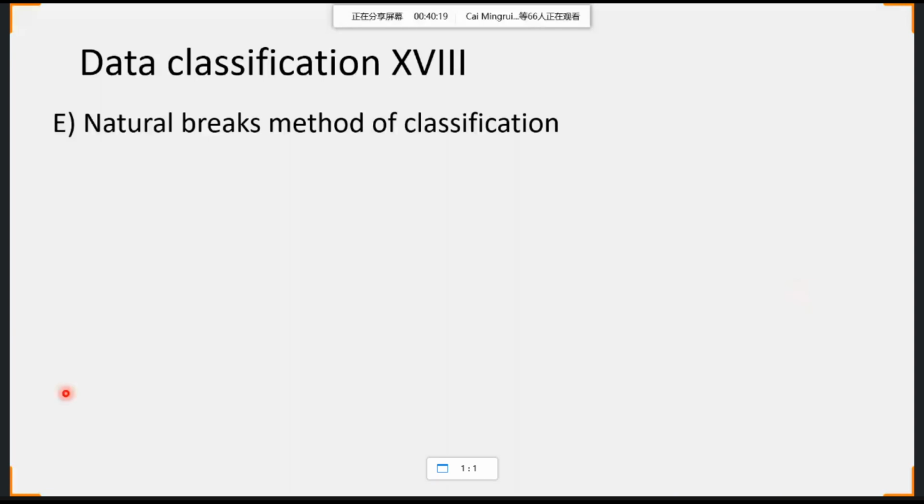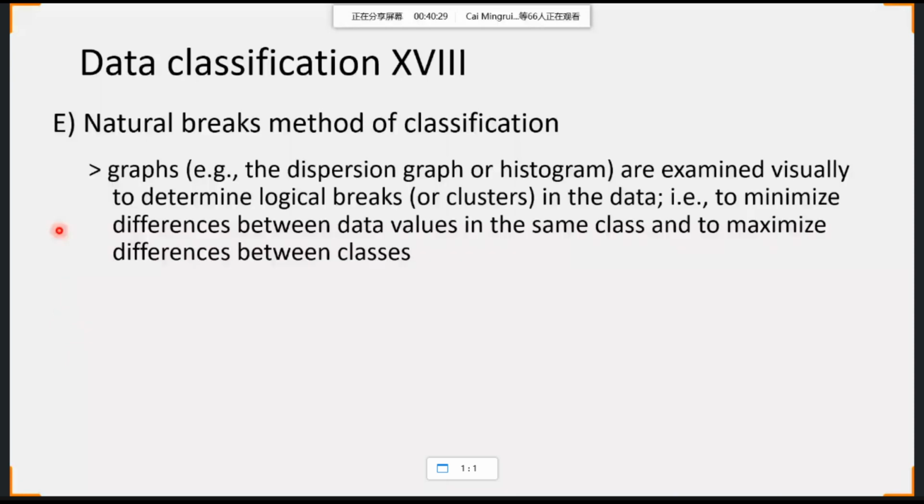The next method then is the natural breaks method of classification. So we just talked about the maximum breaks, and now we talk about the natural breaks. Graphs, for example, the dispersion graph or histogram, are examined visually to determine logical breaks. So what we have along the number line with all the counties, the dots there, you could say this is also a dispersion graph or histogram.